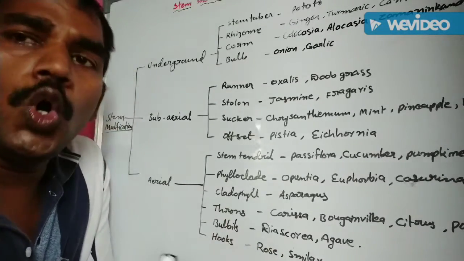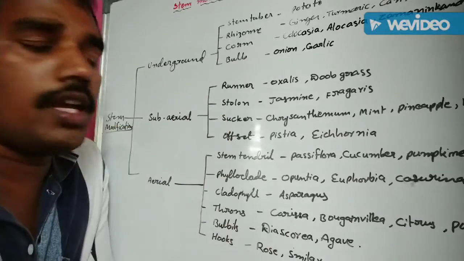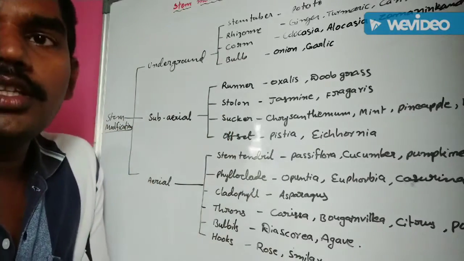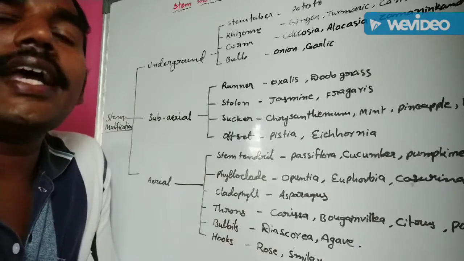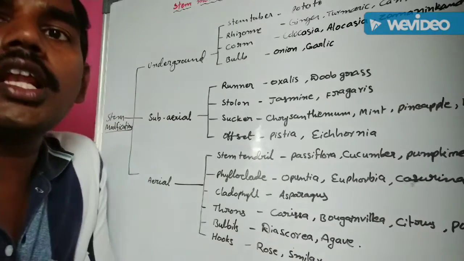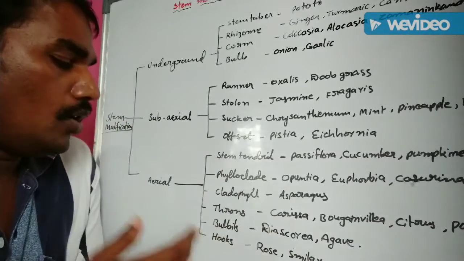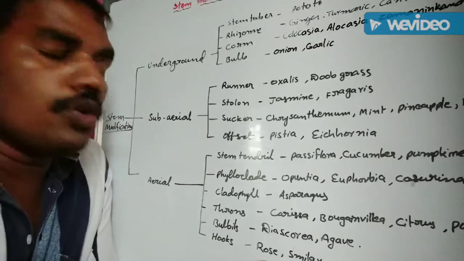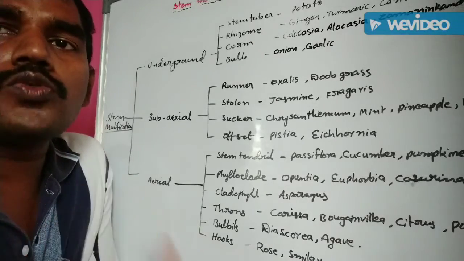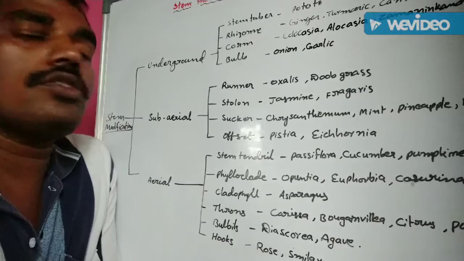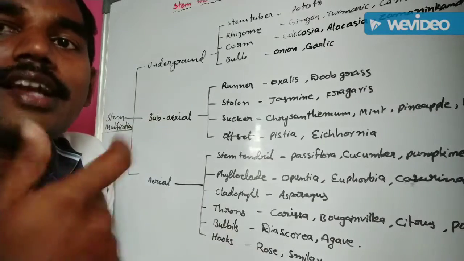Next one, the last one, hooks. The hooks are also one of the aerial stem modifications. Either axillary or terminal buds or internodal regions are modified to produce this type of hook-like structure. Examples: rose and Smilax zeylanica. These also produce hook-like structures helpful for climbing.